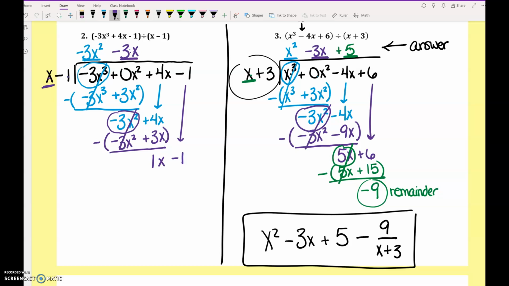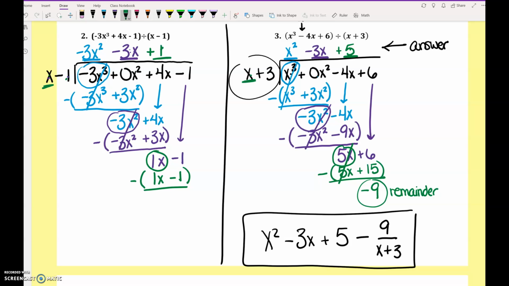I like to write ones in front because I think with this subtraction it helps if you have a 1 in front so you can see those numbers. All right, next round. X times what is 1x? 1. So that's a positive 1. 1 times x is 1x. 1 times negative 1 is negative 1.